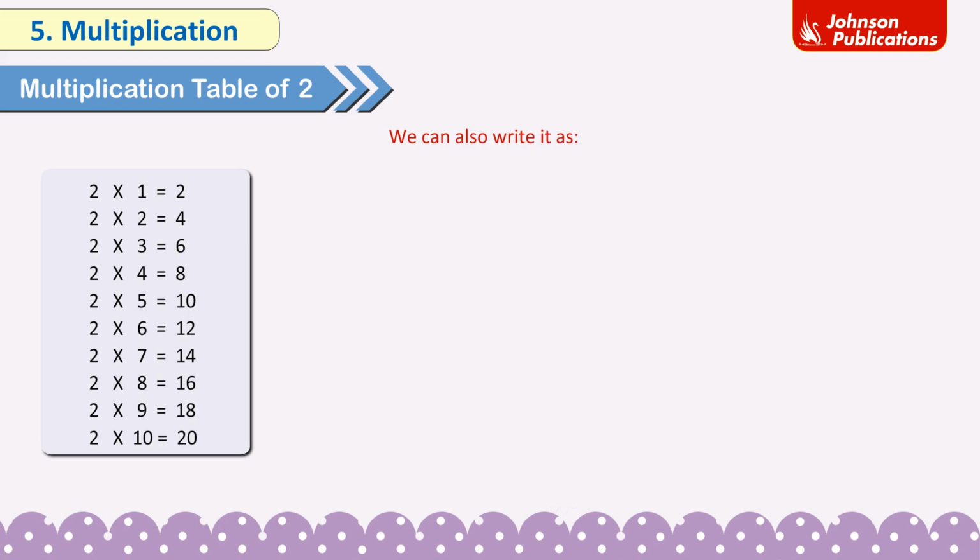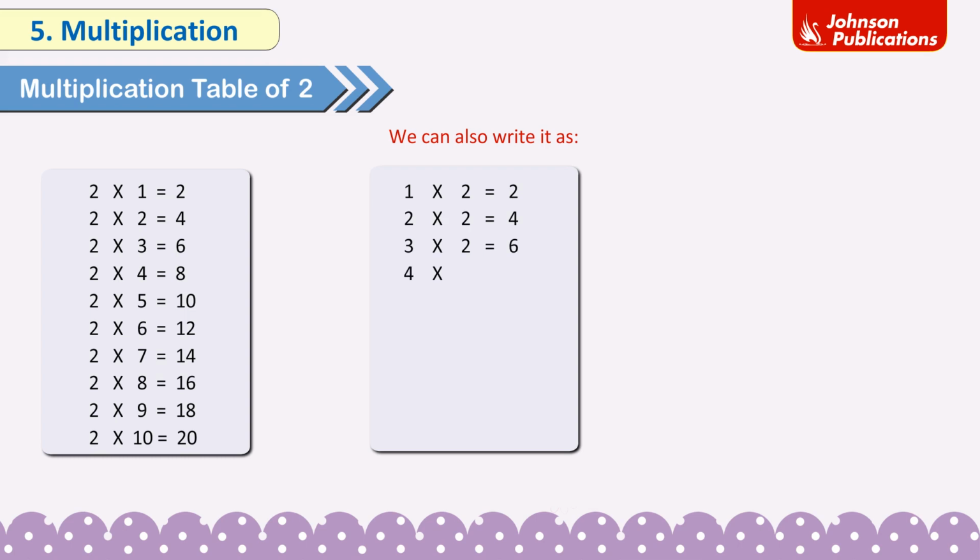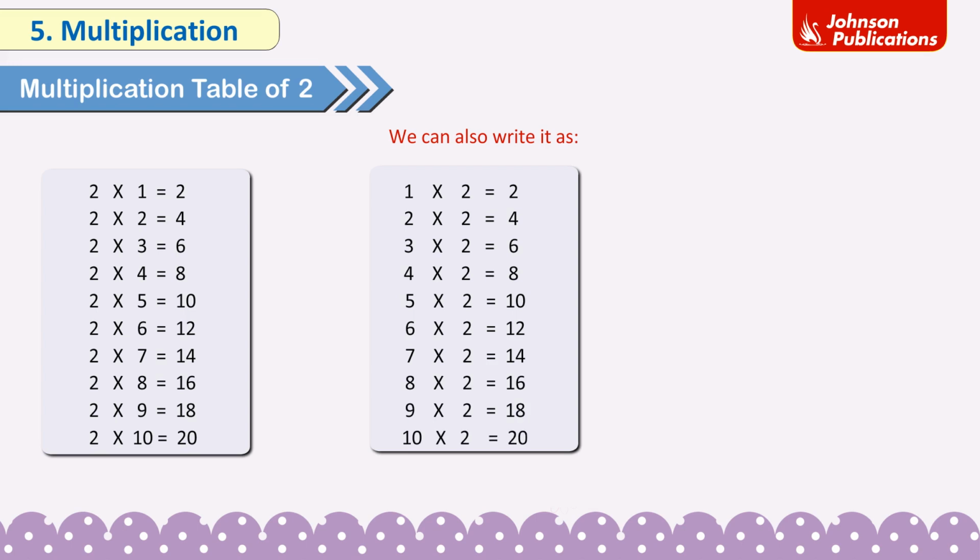We can also write it as 1 times 2 equals 2. 2 times 2 equals 4. 3 times 2 equals 6. 4 times 2 equals 8. 5 times 2 equals 10. 6 times 2 equals 12. 7 times 2 equals 14. 8 times 2 equals 16. 9 times 2 equals 18. 10 times 2 equals 20.